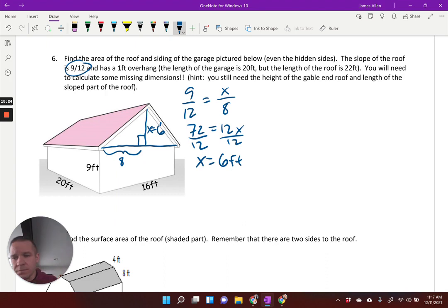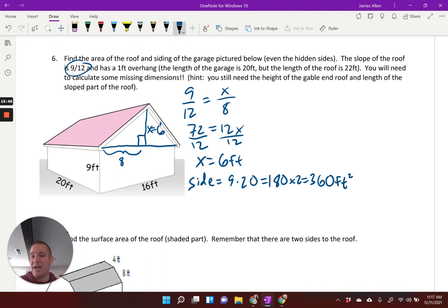Okay, so I have 9 by 20 for the side. So let's say the side is 9 by 20, which gives me 180. But there's 2 of those, so times 2 equals 360 feet squared. So that would be my side elevations.